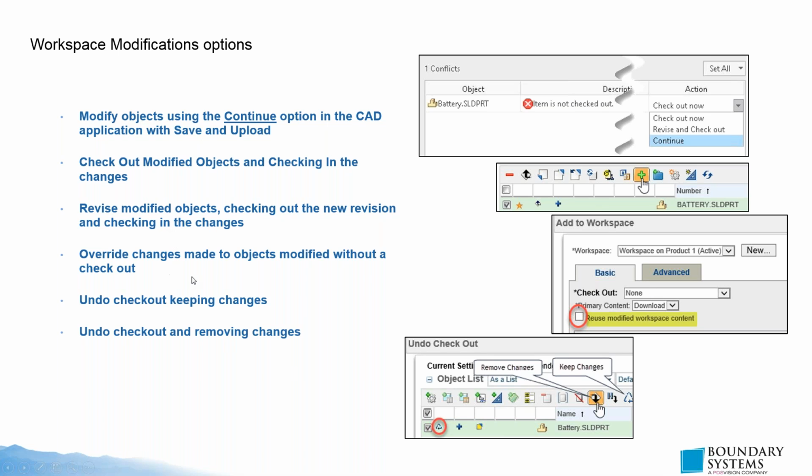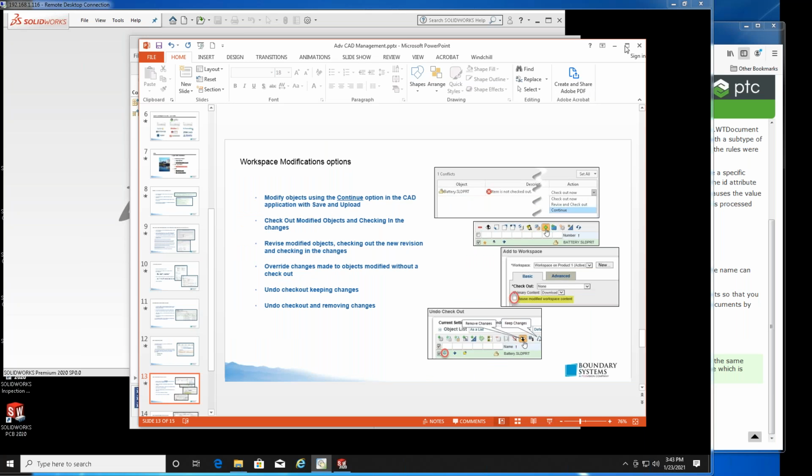You could potentially check out an object, cancel the checkout, and as part of canceling the checkout, you could change the reuse to download. That will override also the changes that you made.